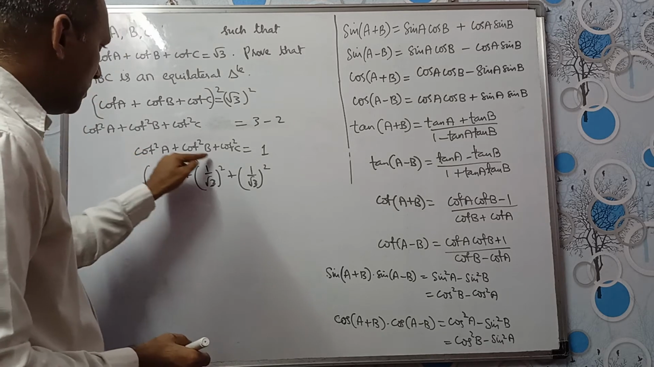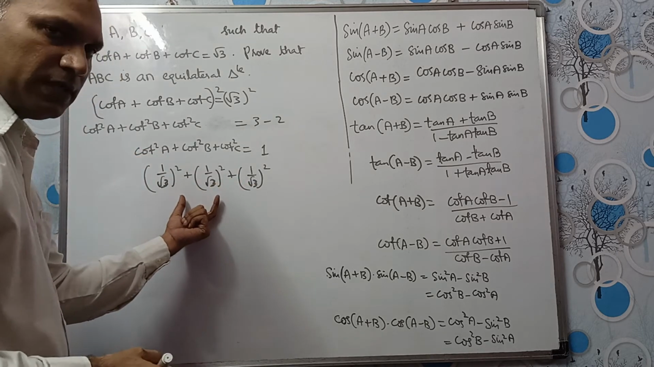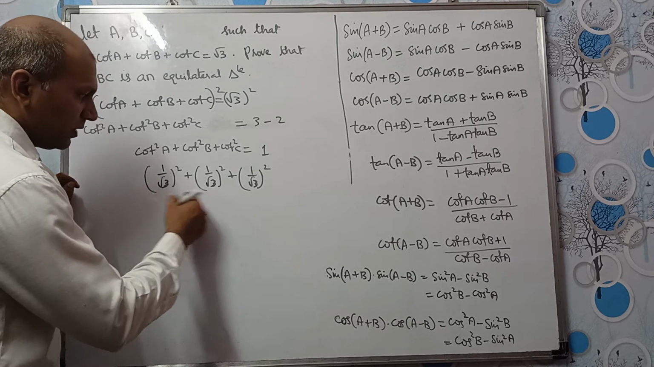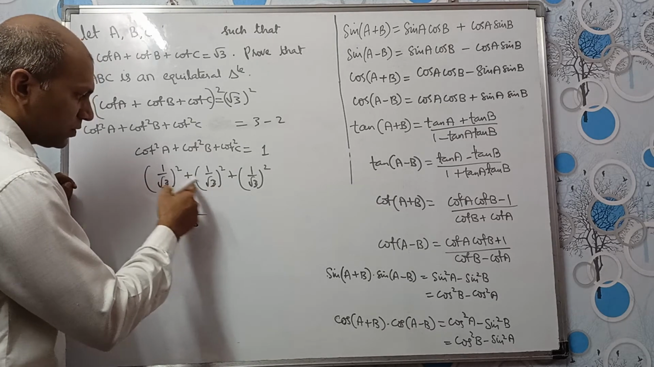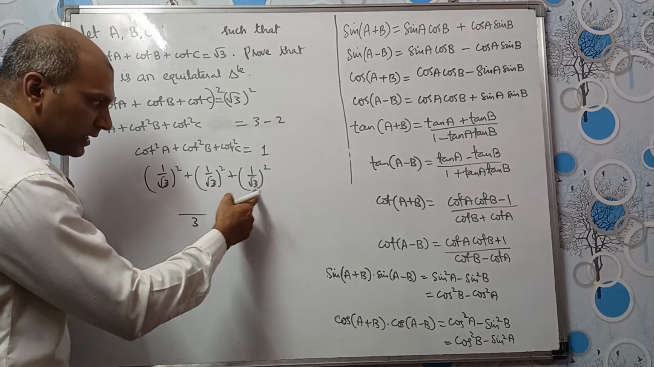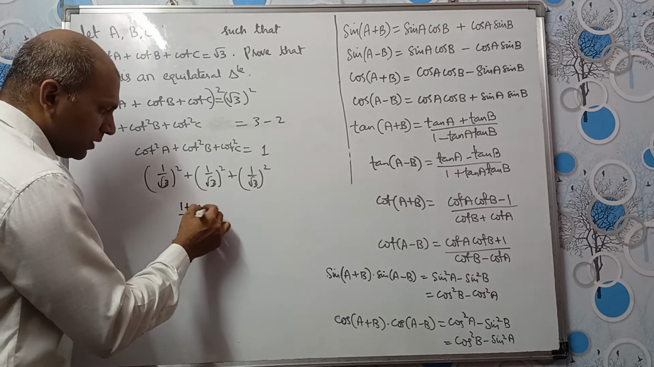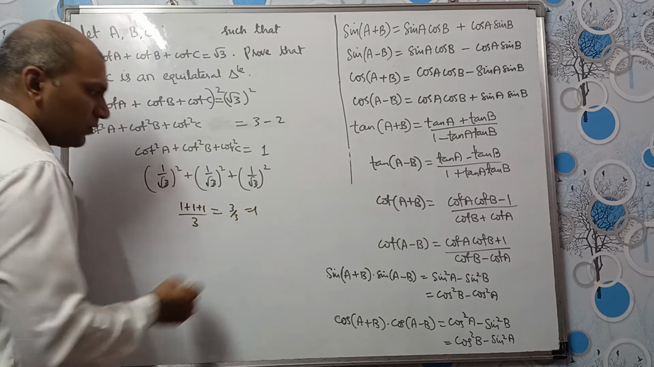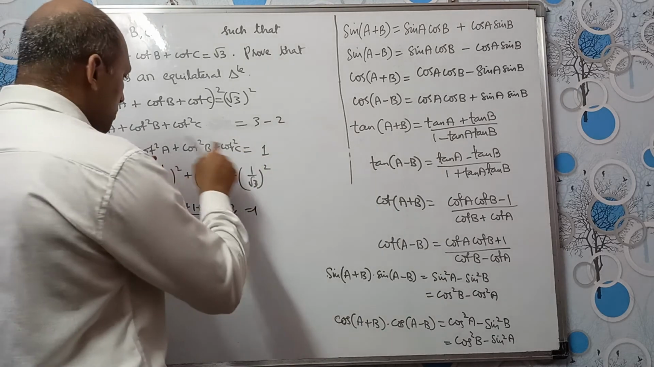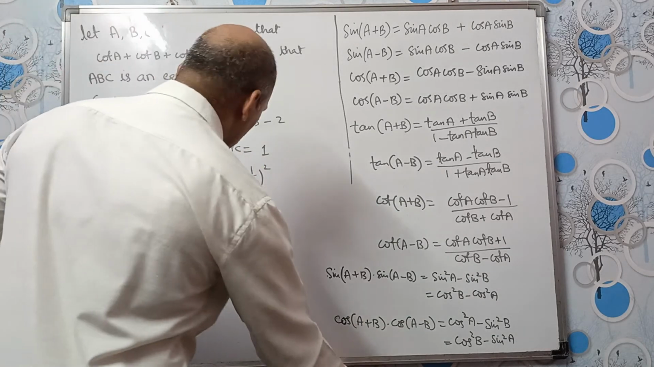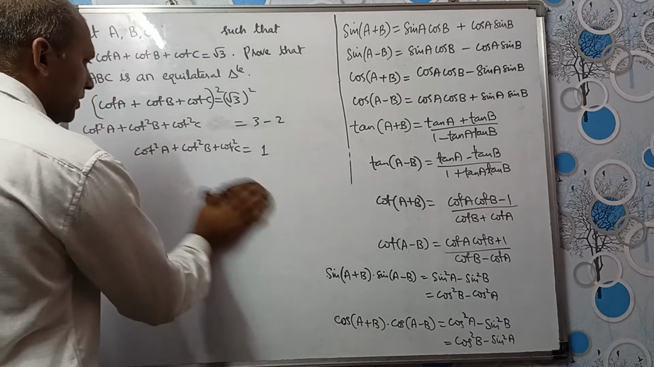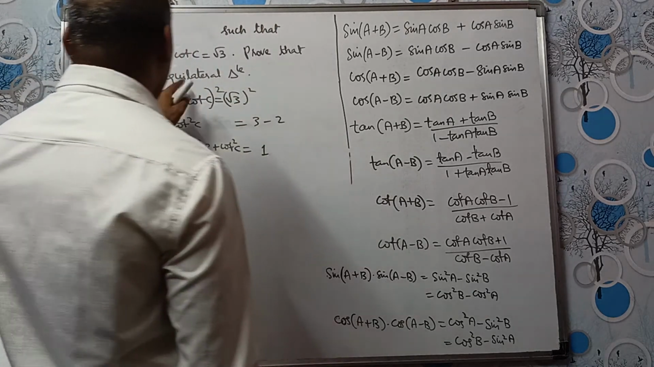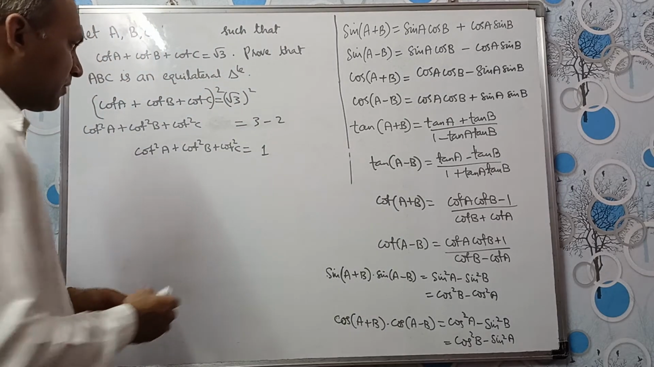So when A is 60, B is 60, C is 60, we'll have this much, right? So what is this now? In the denominator, we'll have 3. Root 3 square, root 3 square, root 3 square, the square root will get cancelled. We'll have 3 here, 1 plus 1 plus 1. So this will be 3 by 3, which is equal to 1. When is it possible? Only if 3 angles are equal to 60 degrees, which means triangle ABC should be an equilateral triangle, right? Okay.